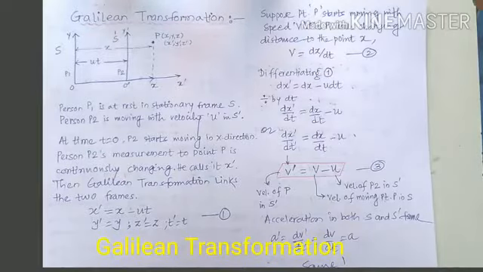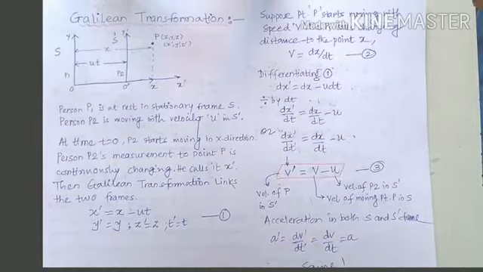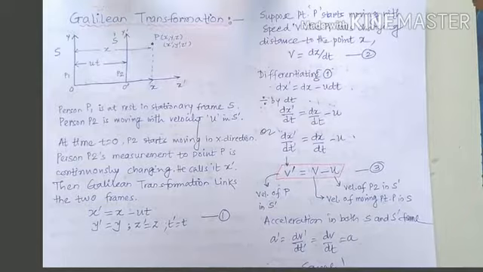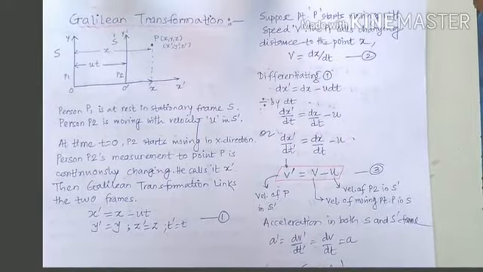Very important topic, Galilean transformation. This Galilean transformation is actually the set of equations which correlate two frames of reference. Those are the inertial frames of reference. One is stationary and other is moving with constant velocity.